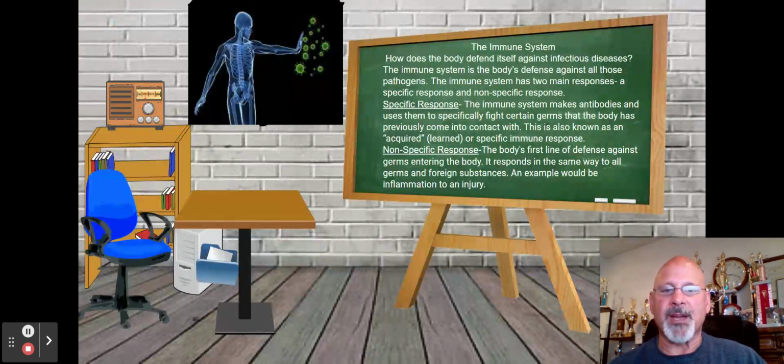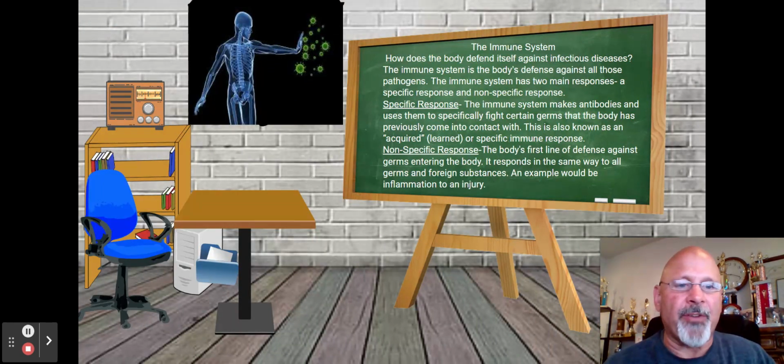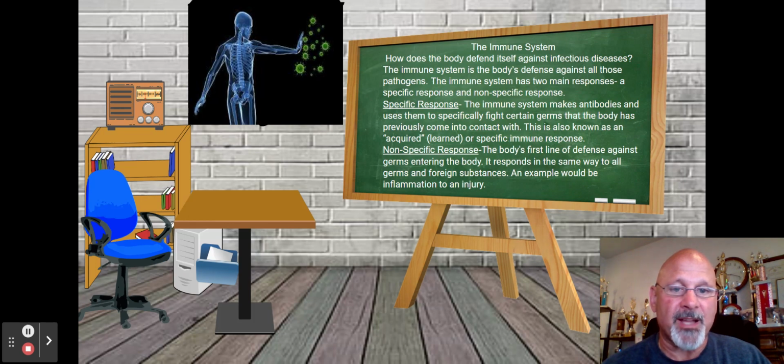The immune system. How does the body defend itself against infectious diseases? The immune system is the body's defense against all pathogens. The immune system has two main responses: a specific response and a non-specific response. Specific response, the immune system makes antibodies and then uses them specifically to fight certain disease germs that the body has previously come into contact with. This is also known as acquired or learned or specific immune response.